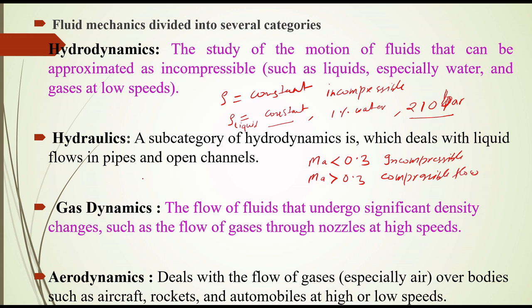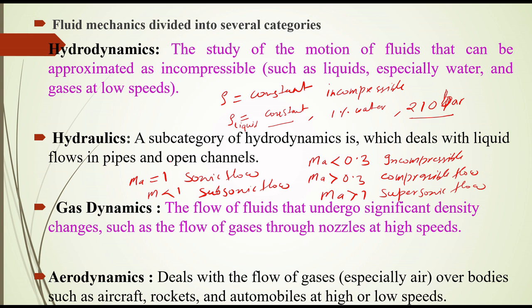And when the value of the Mach number is 1, it is called sonic flow. When the Mach number is less than 1, it is called subsonic flow. And when the value of the Mach number is greater than 1, it is called supersonic flow, right?